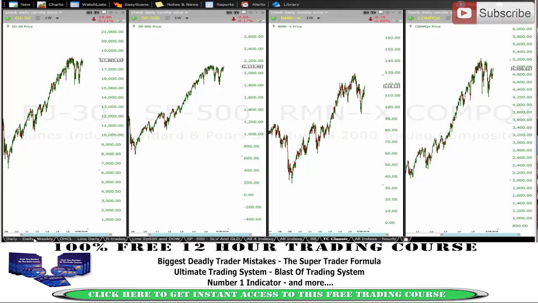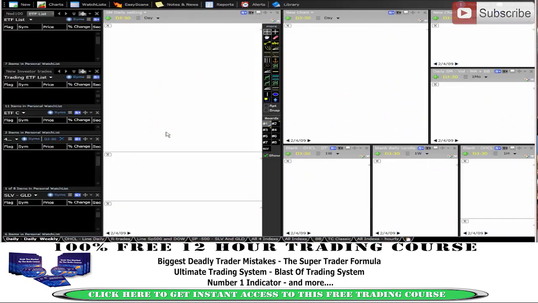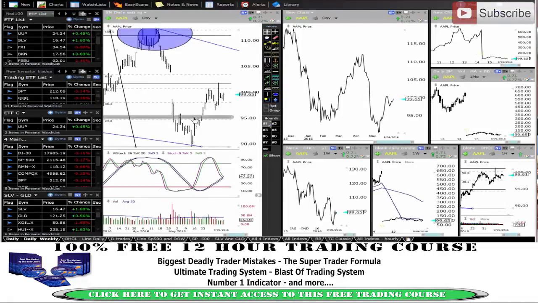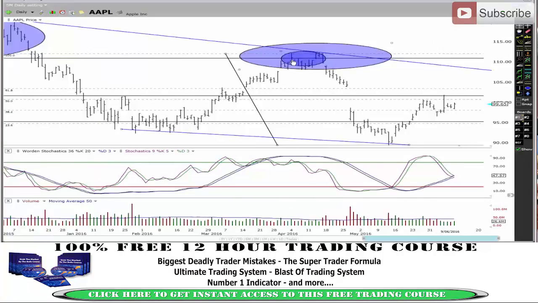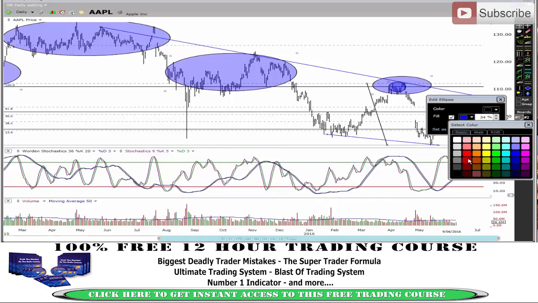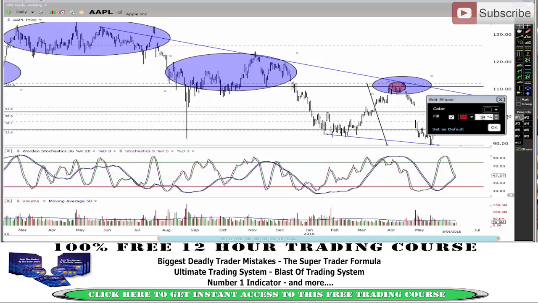For example, I was looking at Apple here, because I've been trading Apple for a while, and I was actually in Apple. You can see these big bubbles here, and you can see this smaller bubble here. Let me just change the color, and make that 100% for a minute. That smaller bubble there, this is where I actually started getting into Apple short.